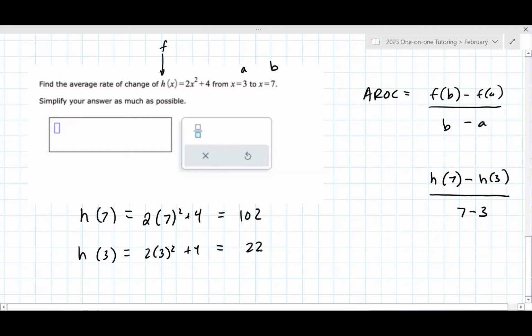You might check those numbers just to be sure, but then you put them into the formula on the right here, the 102 minus 22. Looks like it ends up being 20.